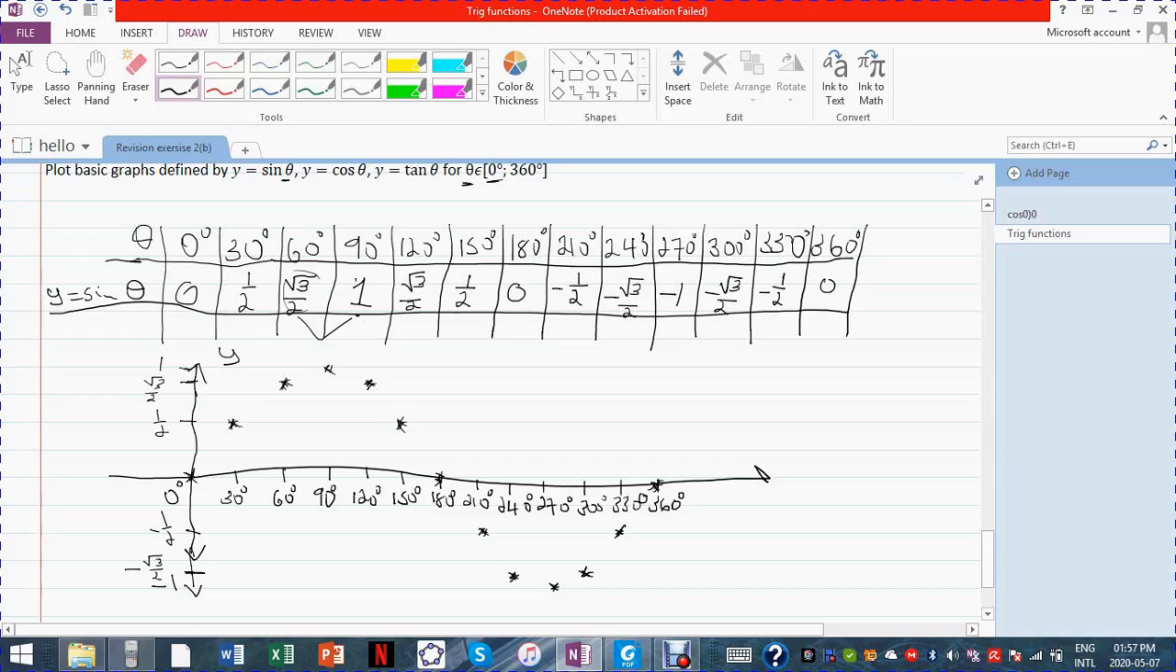So you can go on and join without using a ruler, with your hand. You can just see that it gives us a nice curve. Let's join your points together, giving us a nice looking curve that we are expecting. So this is the basic sine graph, and this is how you plot it.